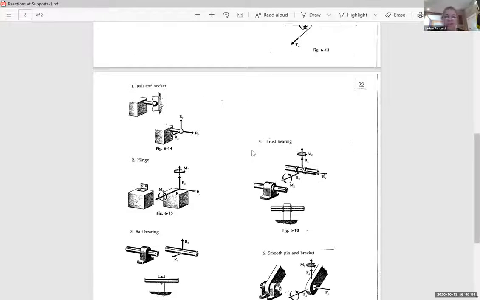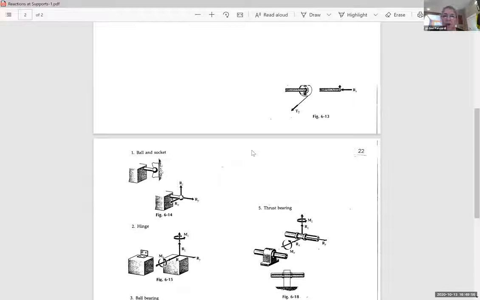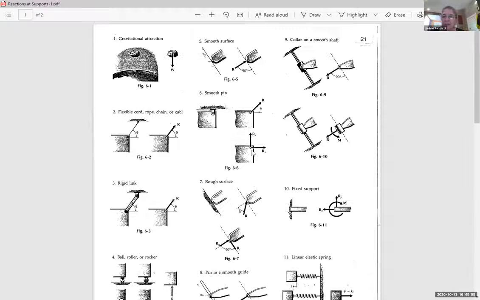Okay, so the reactions of the supports are the motions that it's prevented from doing, and I have to calculate them to be able to make sure that I'm designing it not to break. Okay, so where I'm going now is back to our modules.